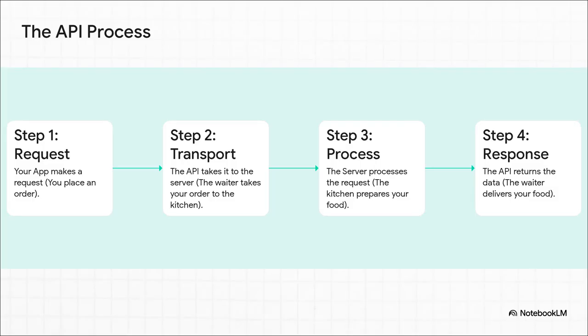And this whole process maps perfectly onto our waiter analogy. Let's walk through it. First, your app makes a request. That's you placing an order. Then the API, our waiter, takes that order to the server, which is basically the kitchen. The server processes the request. The kitchen prepares your food. And then the API delivers the finished product, the data, right back to your app. It's a simple four-step dance: request, transport, process, and response.